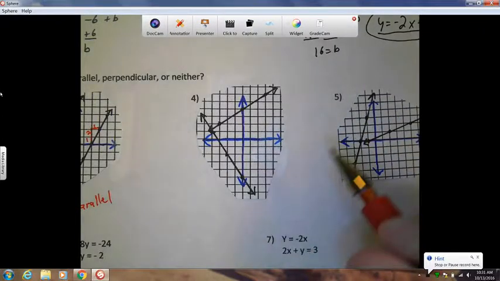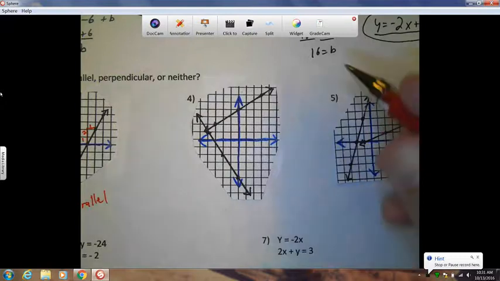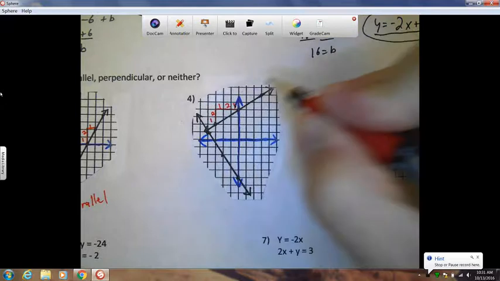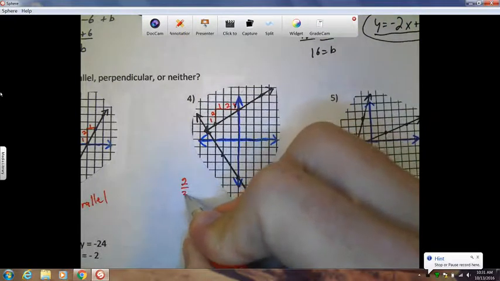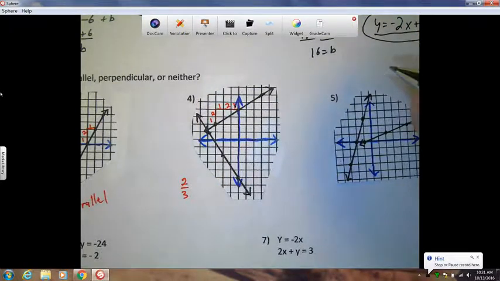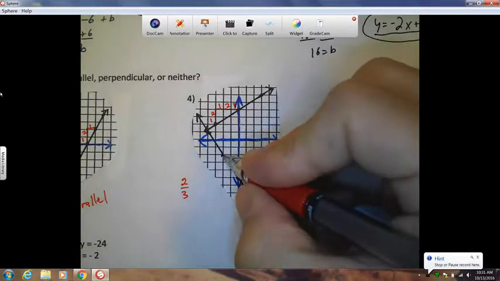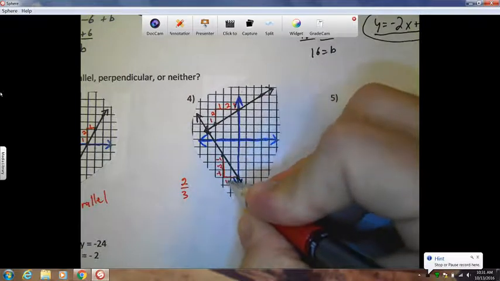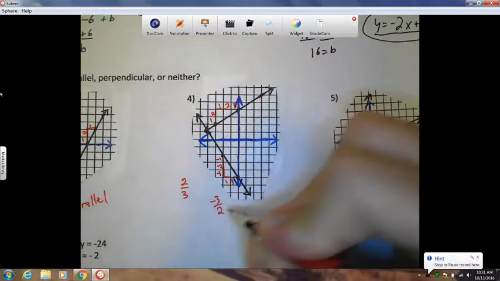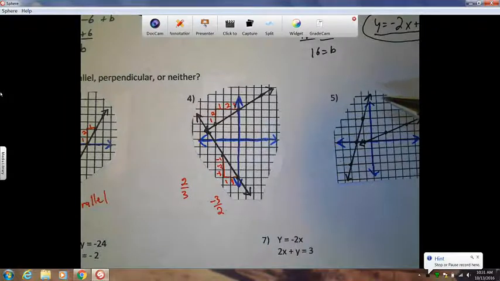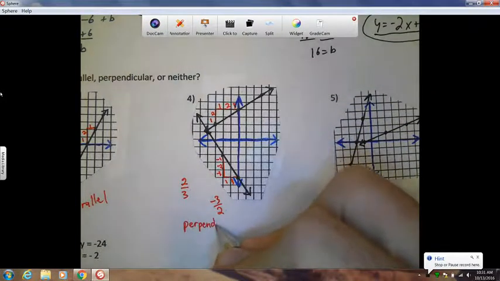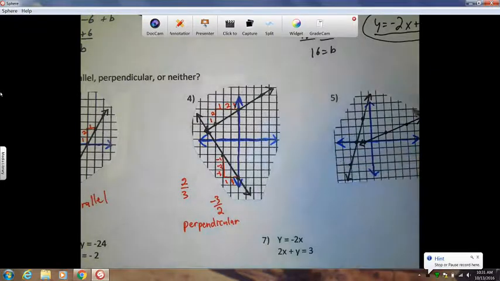So I'll find a slope. I go up 2 over 3. So that's 2/3. So I went up 2 over 3. So now let's find another one. I went down 3 over 2. So these lines are perpendicular. The slopes are opposite reciprocals. They will meet to form a right angle.